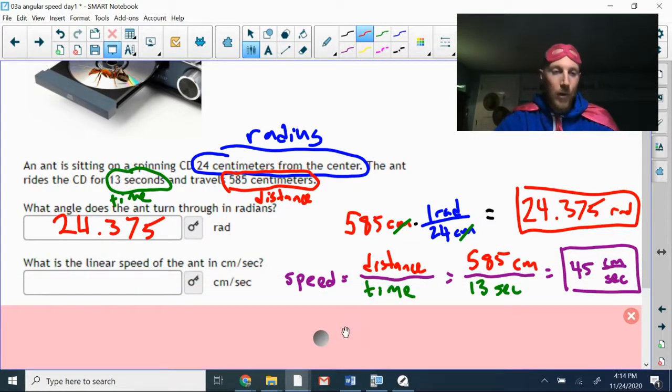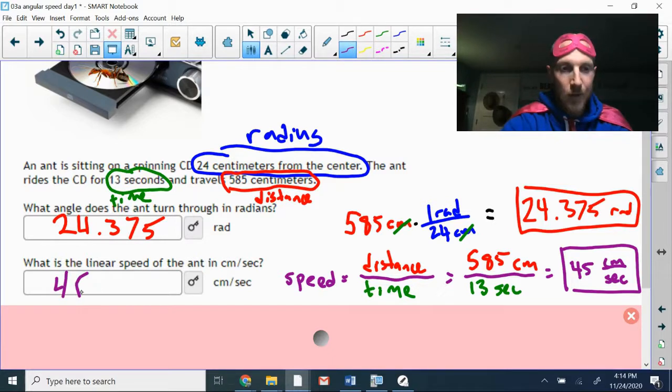Next part asks me for the linear speed. The easiest way to get linear speed is just distance divided by time, since those are both provided to me. So I took the total distance, 585, divided by the amount of time it took, 13 seconds, and I get 45 centimeters per second. I certainly could have taken my previous answer of 24.375 radians and divided that by the 13 seconds to get an angular speed and then converted that to linear speed. That seems like way more steps than I need.